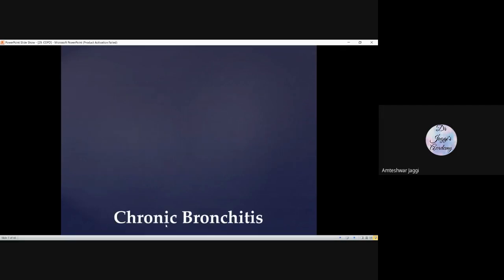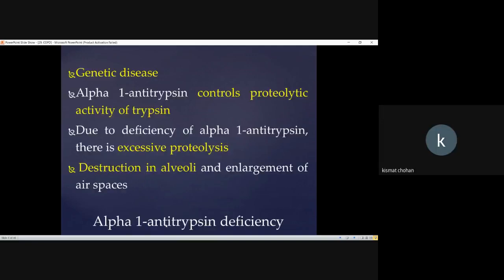Now, bronchitis, how is it characterized? It is not characterized anatomically. So, can you please show the previous slide once again? This one. Yes, sir.